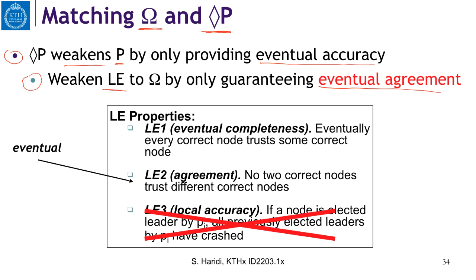So here are the properties of LE, and the properties of omega are very similar. It has eventual completeness, which means eventually every node will trust some correct node or process. It does not have local accuracy, but it has agreement, but eventually. So eventually, no two correct processes trust two different correct processes.